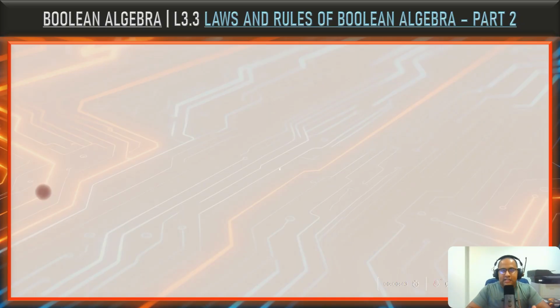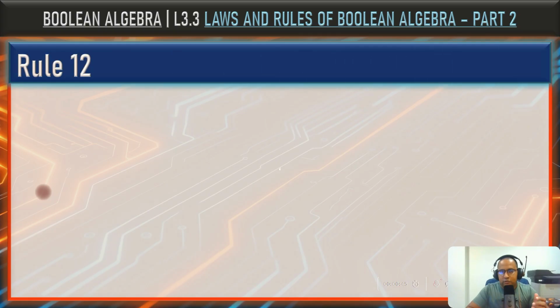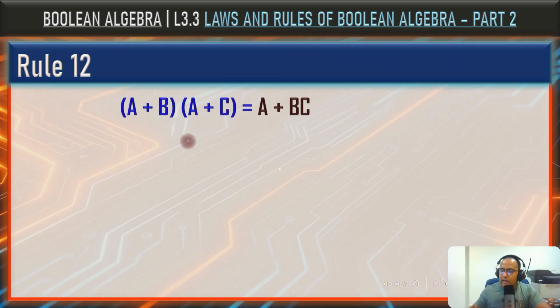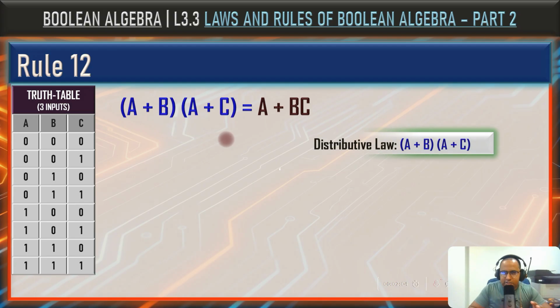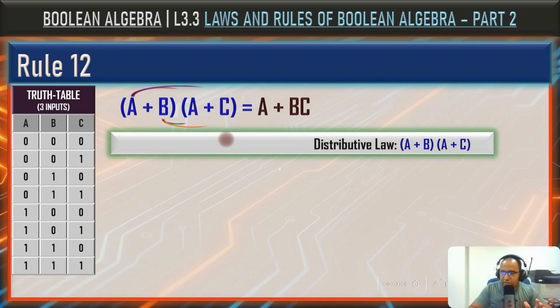And finally, let's move on to Rule 12. Rule 12 states that (a plus b) times (a plus c) equals a plus b times c. Let's begin the simplification. In this first step, we can apply the distributive law, which gives us this new expression: A times A plus A times C plus A times B plus B times C.